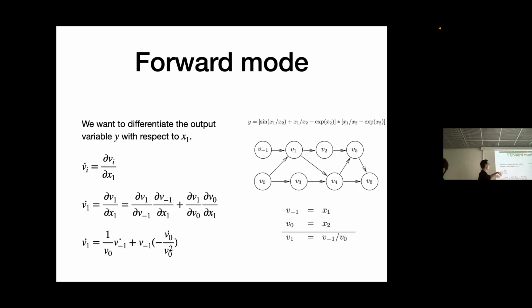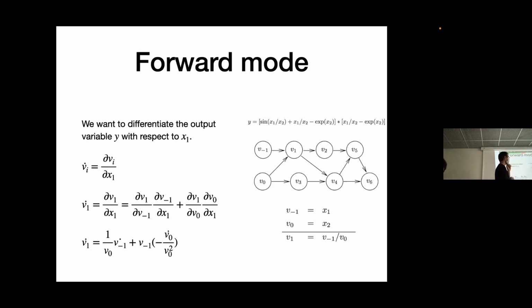We introduced a new notation, okay? So it's v dot i. It's the partial derivative of vi with respect to x1. That's just a notation. So, reminder, we have x1 is equal to v minus 1, x2 is equal to v0, and v1 is equal to v minus 1 over v0.